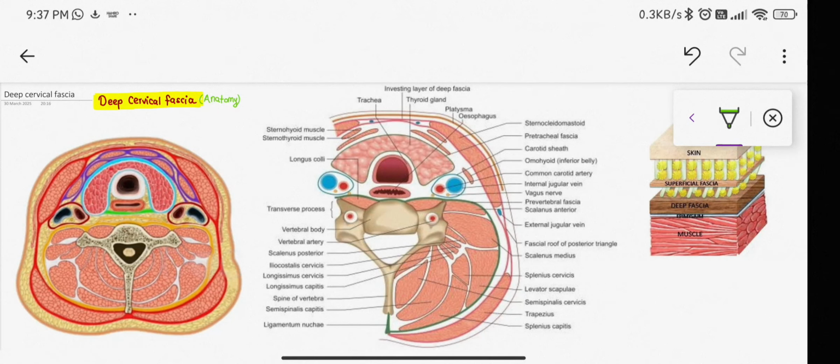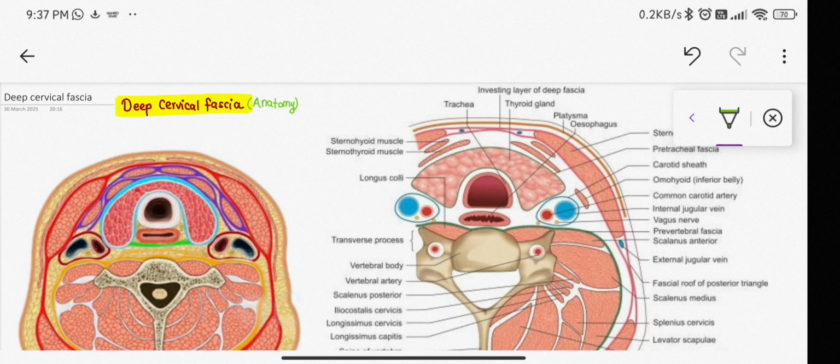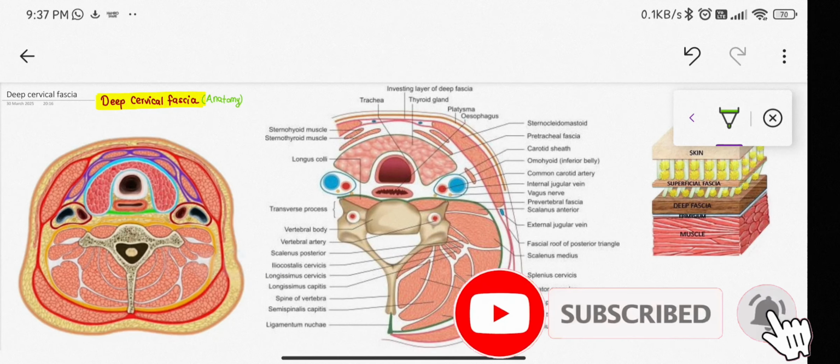Hello everyone, today we will study about the deep cervical fascia. Okay, so first of all we have to know about the fascia. Fascia is simply the covering of our body.